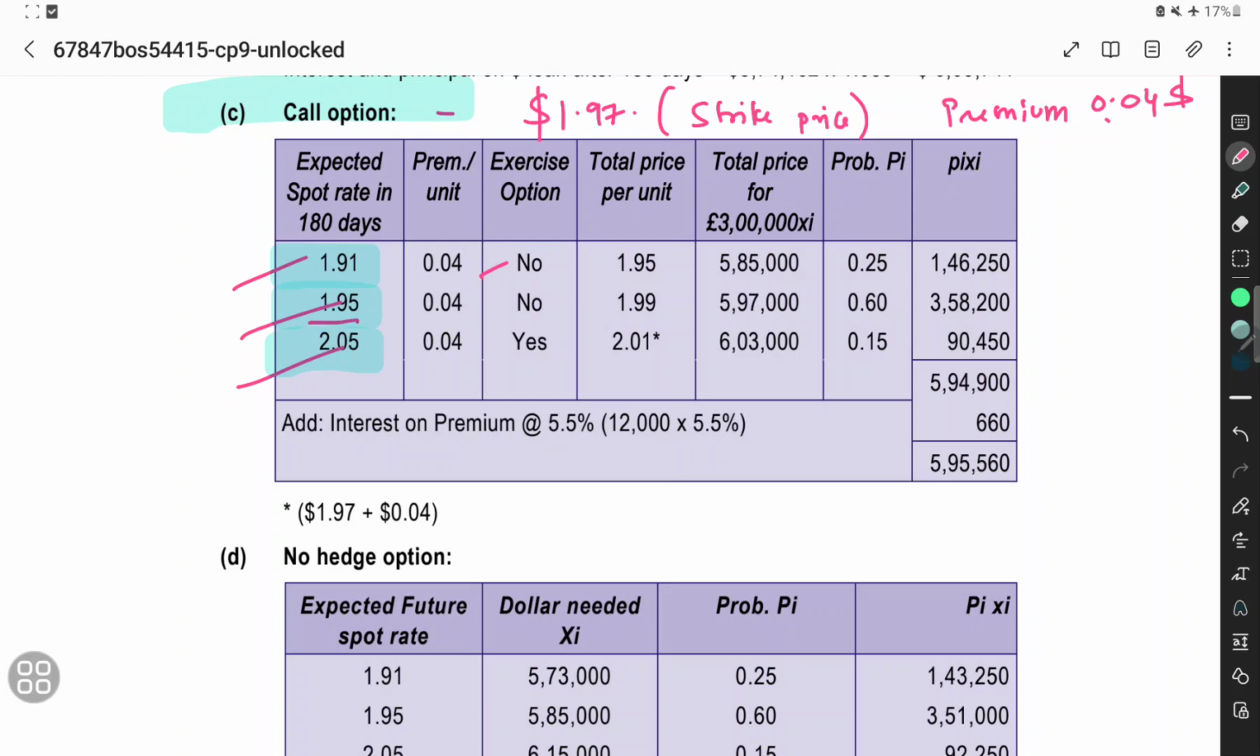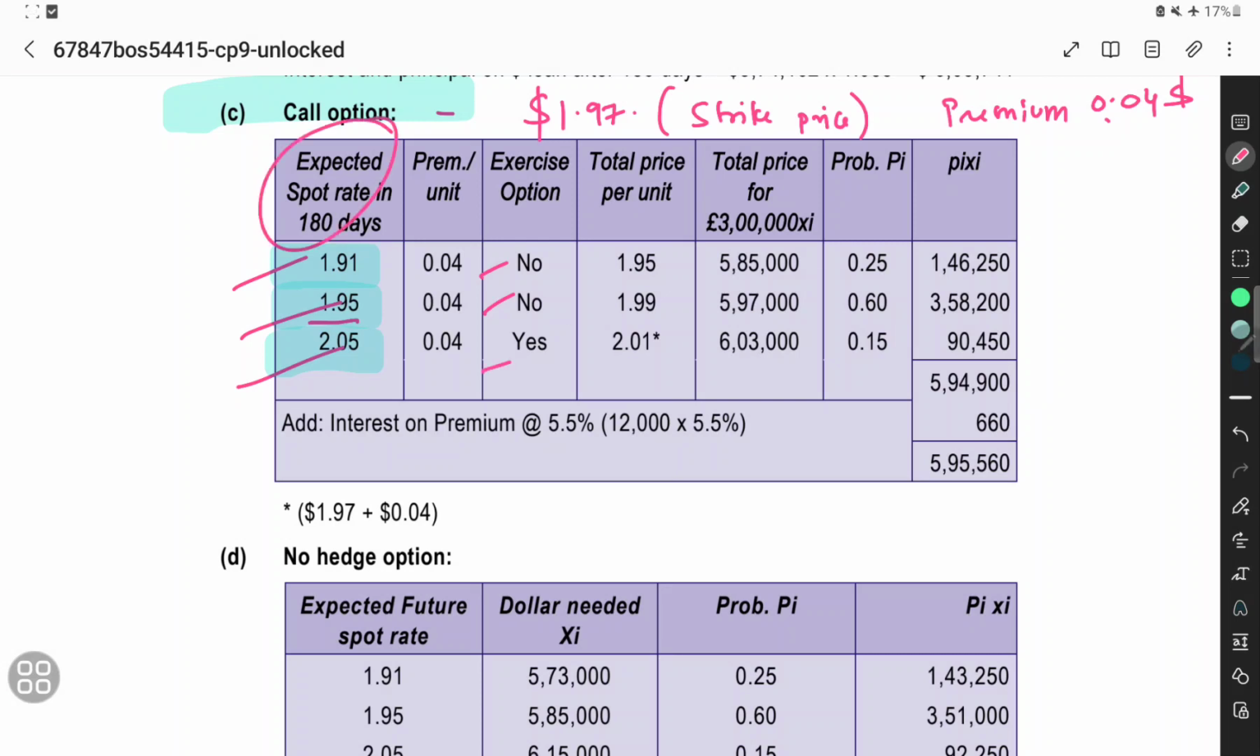Second one, 1.95. Again, it is less. The price that I'm expecting 180 days hence is lesser than the strike price. If I exercise, I will have to pay 1.97. If I don't exercise, I am expecting that I'll have to pay only 1.95. Obviously, I'm not going to exercise the option. So again, no. 2.05, here I will exercise. Why? Because if I exercise my option using an exercise price of 1.97, I'm saving. What I'm expecting is that in the market, 180 days hence the rate is going to be much more, which is 2.05. So I will exercise, hence the yes part.